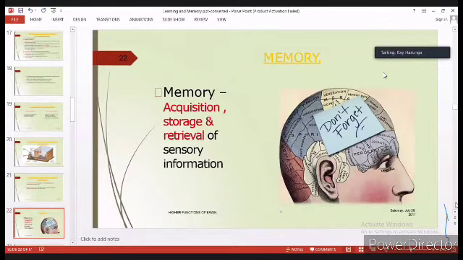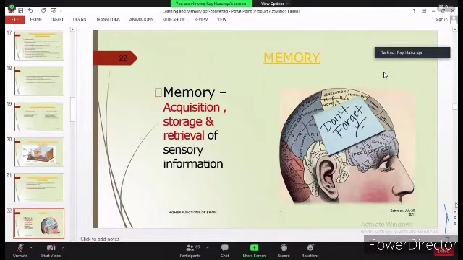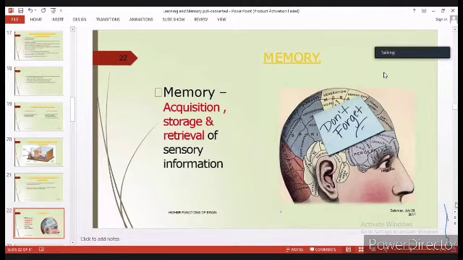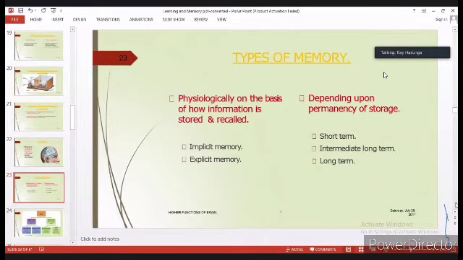So memory, now this is where you need to pay a bit more attention. Memory is just acquisition. It's a sequence: you acquire the information, have the ability to store the information, and then the ability to retrieve the information. That creates your memory. Then memory can be divided in a number of ways: how you acquire the memory, or the duration of the memory. The duration of the memory could be short term, intermediate, and long term. And how you acquire the memory could be explicit or implicit.